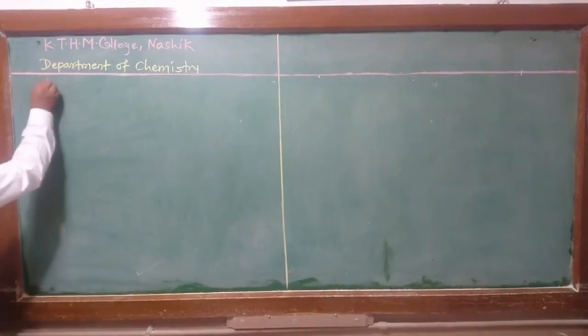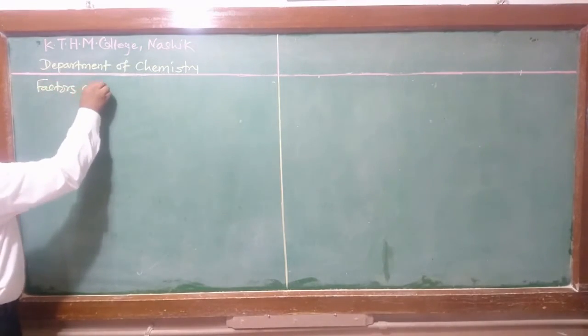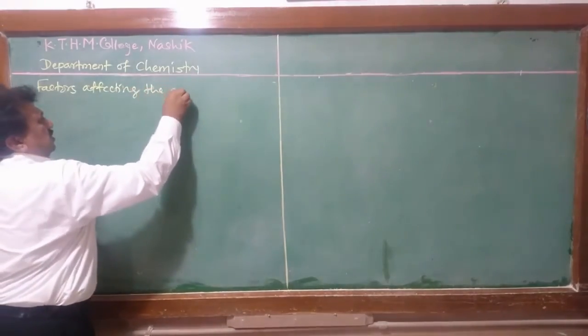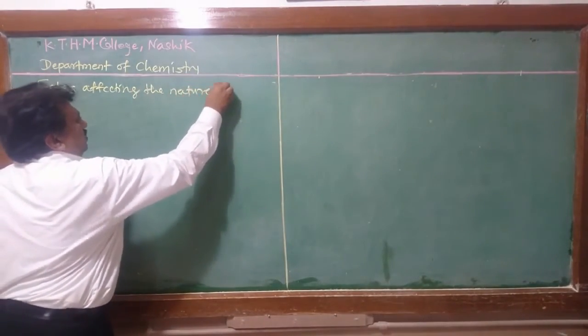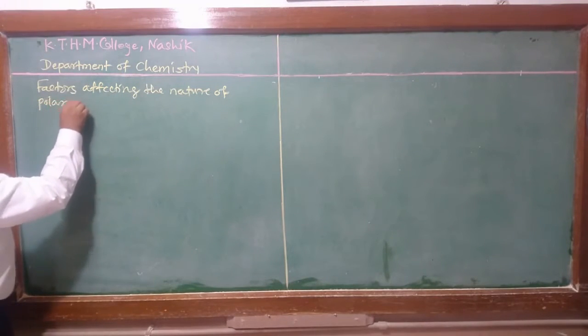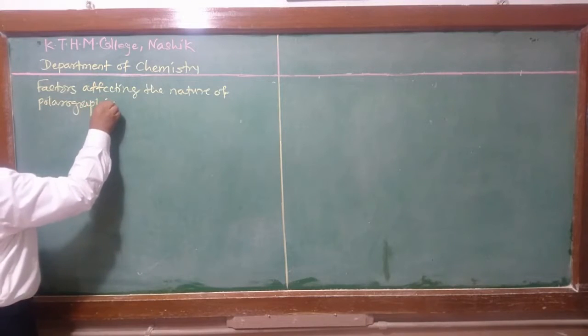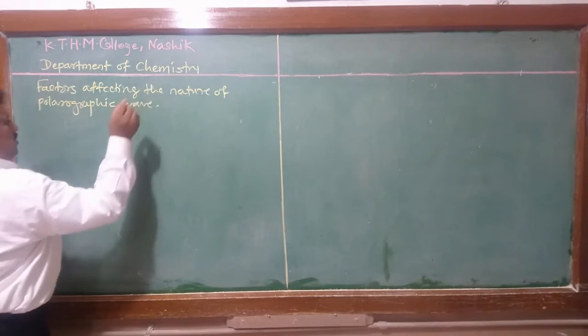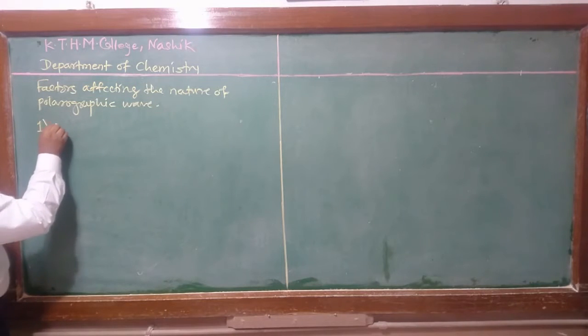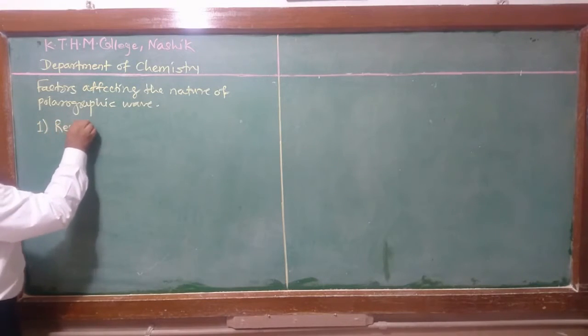Factors affecting the nature of polarographic wave. The first factor that affects the nature of the polarographic wave is the residual current.